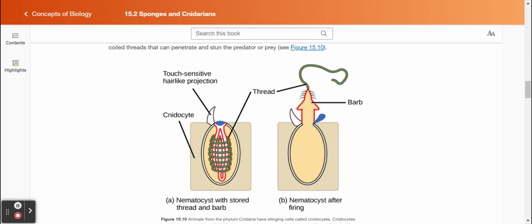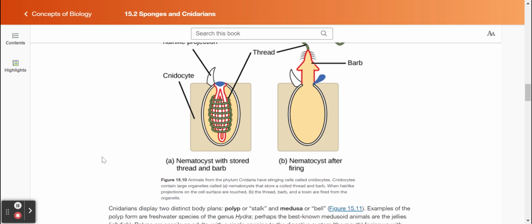Figure 15.10. Animals from the phylum Cnidaria have stinging cells called cnidocytes. Cnidocytes contain large organelles called, in A, nematocysts, that store a coiled thread and barb. When hair-like projections on the cell surface are touched, in B, the thread, barb, and a toxin are fired from the organelle.